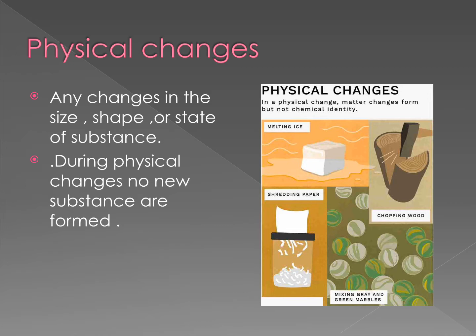So what is a physical change? A physical change is any change in the size, shape or state of a substance. I can give you another example of physical change. Dissolving sugar, or dissolving a material, is basically a physical change.